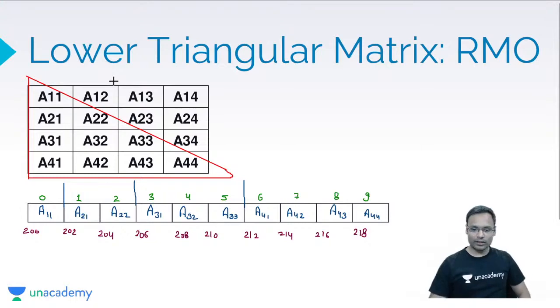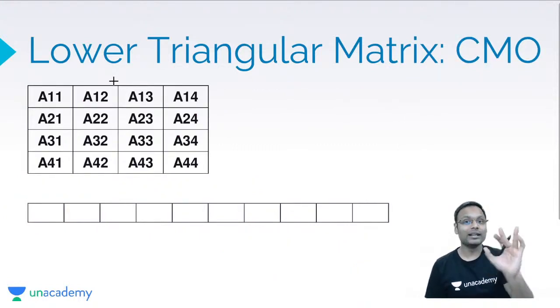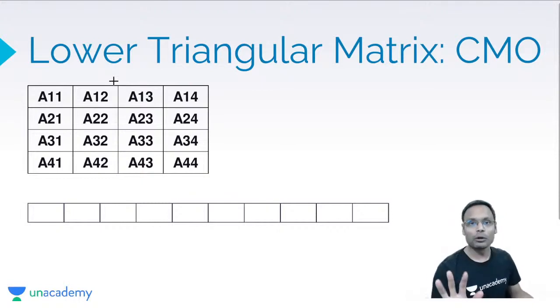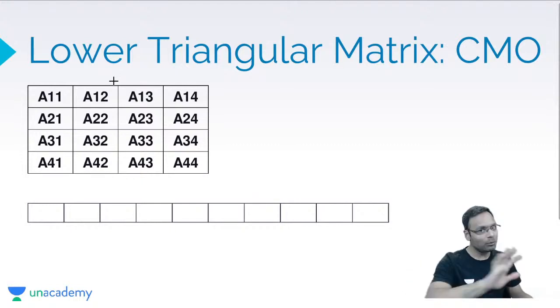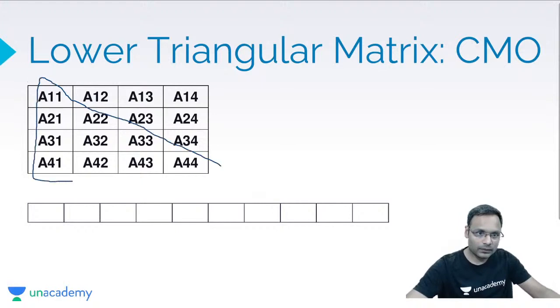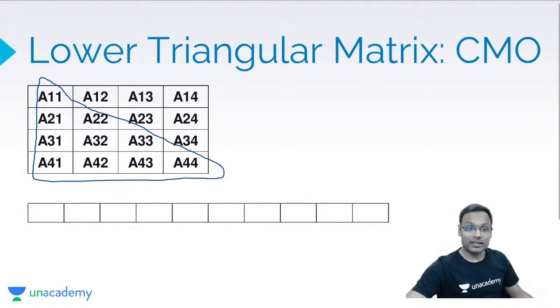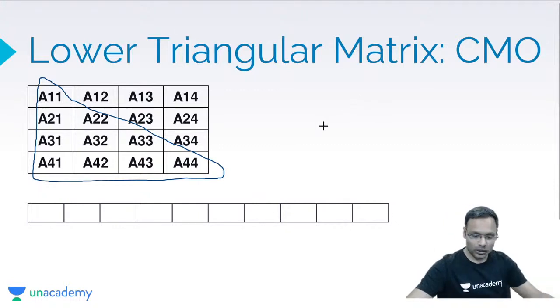Now let's go further and try to understand the lower triangular matrix in column major order. This is a little bit different and difficult also. Not too difficult if you have a good grip on mathematics, but slightly different and more difficult than the previous one. Same lower triangular matrix. Now this lower triangular matrix I'll have to store in column major order.